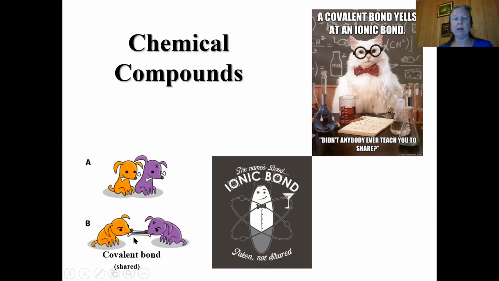Here's your covalent bond. A covalent bond involves the sharing of electrons between atoms, whereas ionic bonds do not share electrons. Covalent bonds involve a sharing of electrons between atoms. Ionic bonds do not involve the sharing of electrons. That attraction is more electrostatic, between a positive and negative charge. They're both very strong for different reasons.